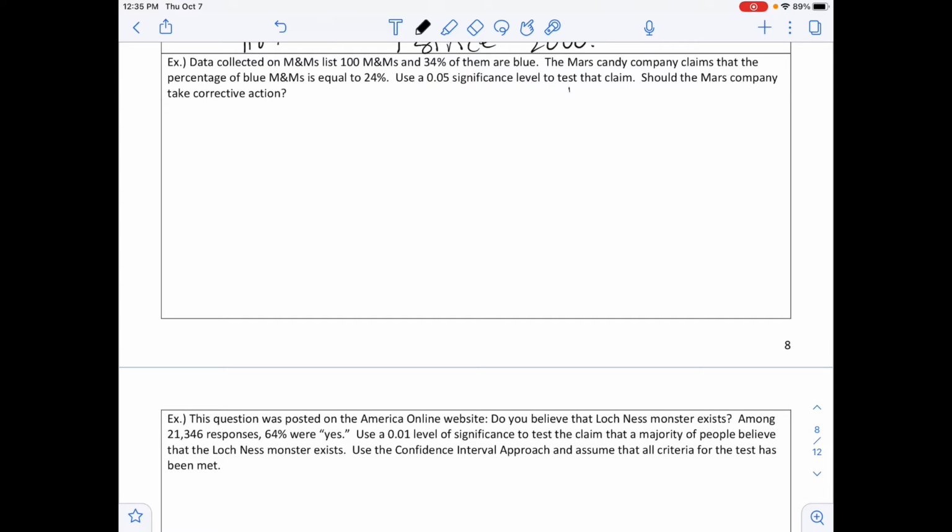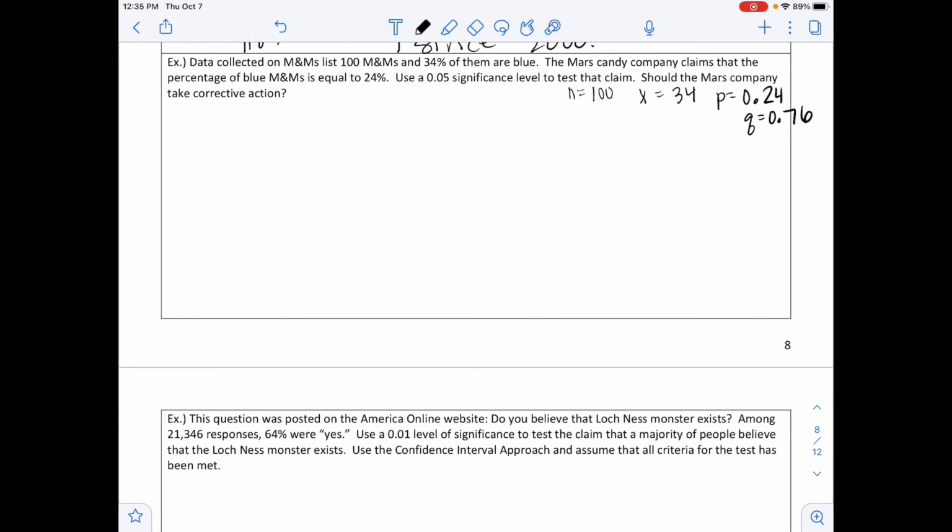The first thing is N is our sample size, and we have 100 M&Ms. And X is going to be the number that are blue. And so for this one, it says 34% of them are blue. So 100 times that 34% would mean that 34 of them out of those 100 are blue. And the Mars Company is saying that the percentage of blue M&Ms, or P, should be equal to 24% or 0.24. And this means that then Q would be equal to 1 minus this, which is going to be 0.76.